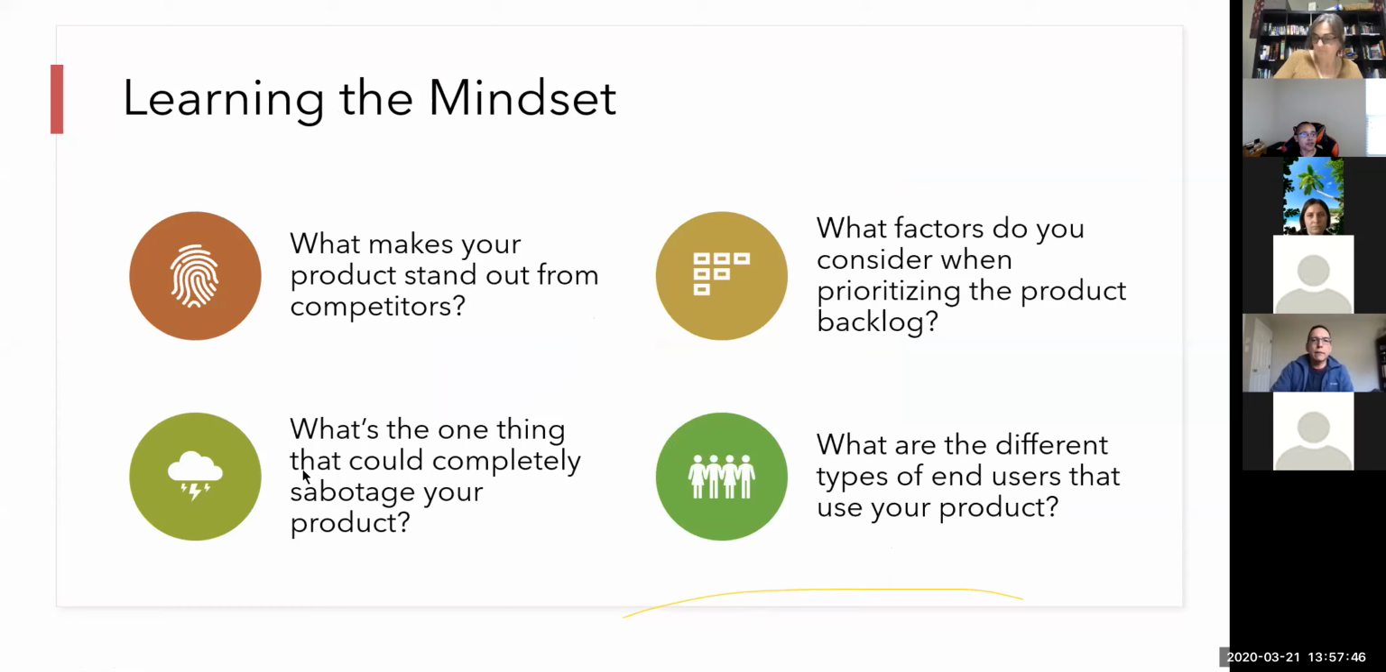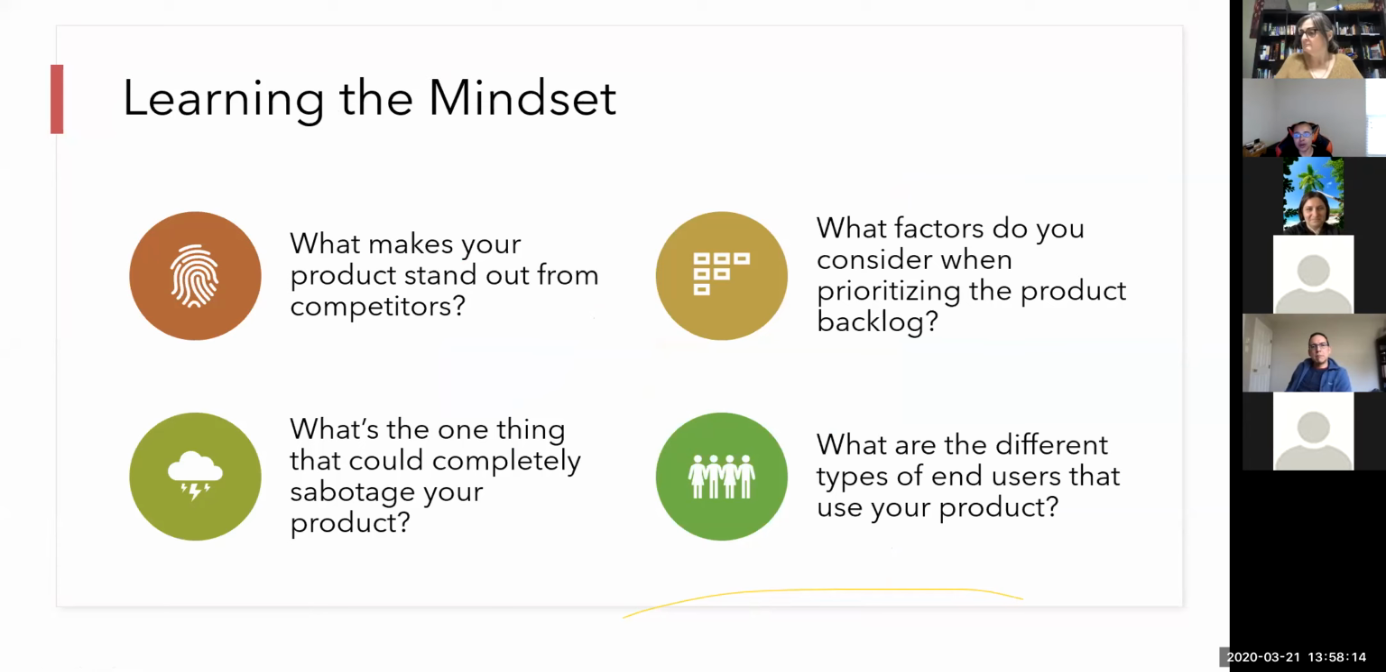So here's what you can do to help your product owners start learning a little bit of the mindset, is asking some of these questions to them. What makes your product stand out from competitors? Sometimes when I ask this question, they're like, I don't even know who my competitors are. Could be problem number one. And that can help you figure out how to prioritize things.